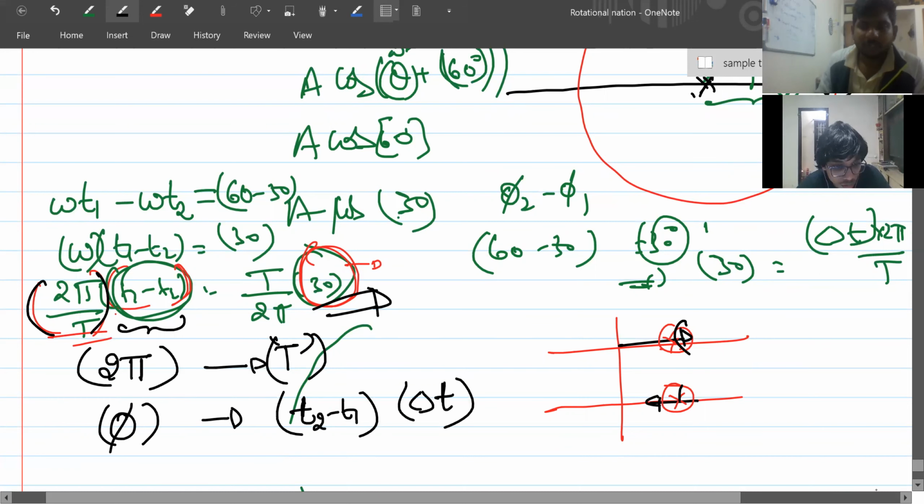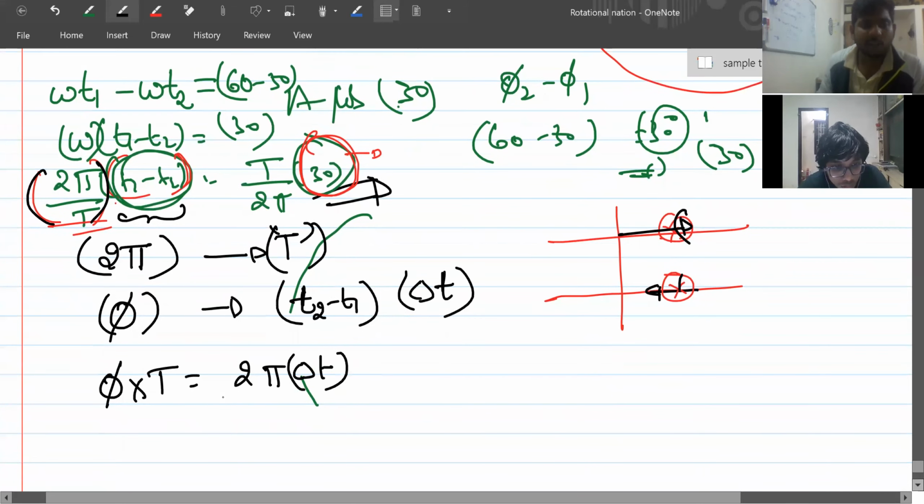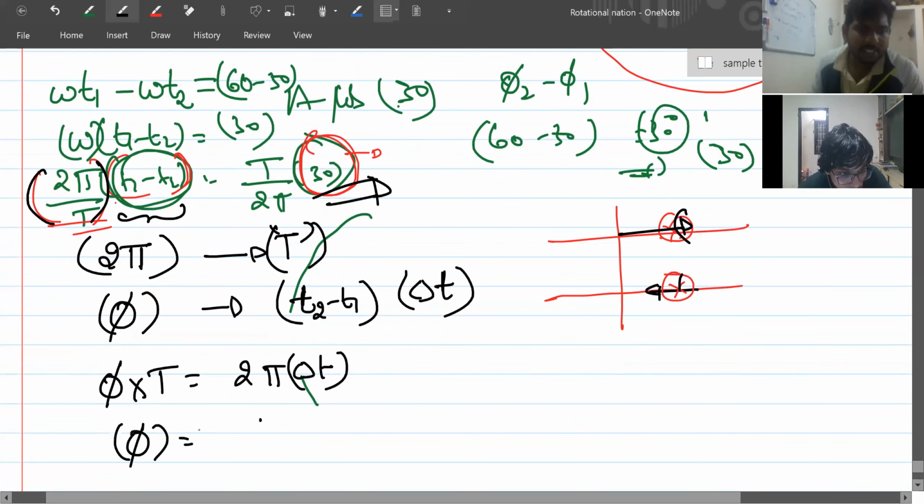Okay, sir. So now what I can draw is, phase difference is equal to, phase into time period is equal to what? 2 pi into delta t, right? This is an important formula, I'll derive it also, which will come in oscillations also. Phase difference, that is delta phi, is equal to 2 pi by time period into time difference. Got it?